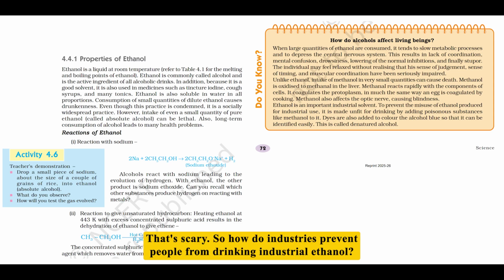That's scary. So how do industries prevent people from drinking industrial ethanol? They use denatured alcohol. They add poisonous substances like methanol and often a dye like blue to make it unfit for drinking and easily recognizable.